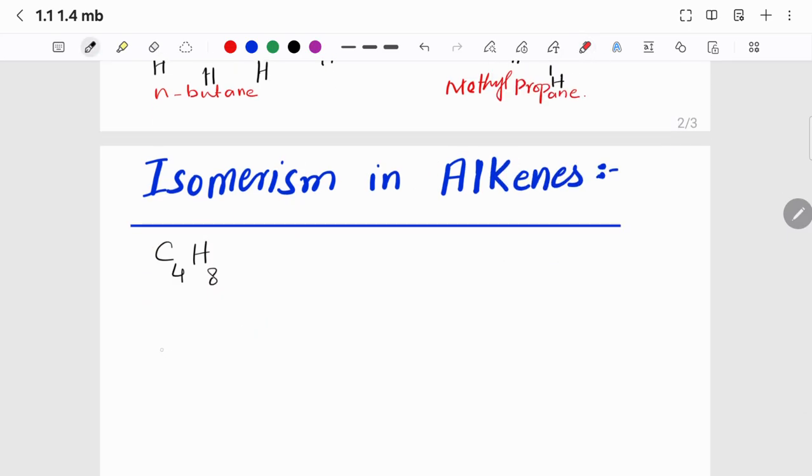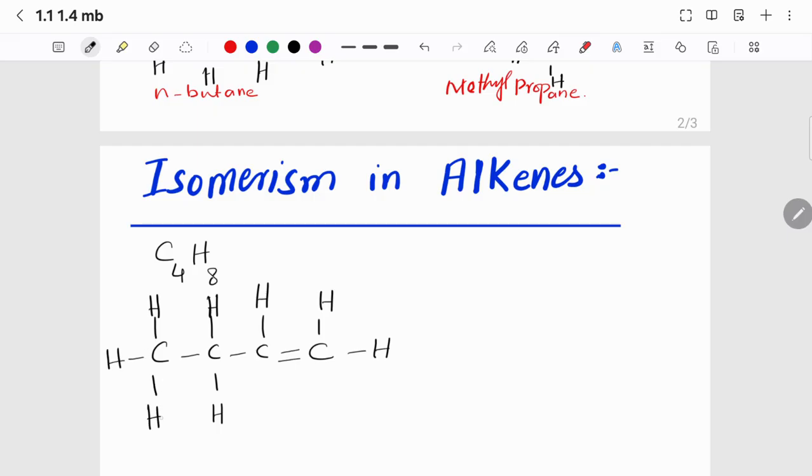So what would be the arrangement? I'm going to arrange all the 4 carbons in a straight chain, and I'm going to attach a double bond at the first carbon, and let me complete its hydrogen atoms. I will complete the hydrogen atoms in such a way that each carbon has 4 covalent bonds. So this is one arrangement and it is called n-butene, or you can just say butene.